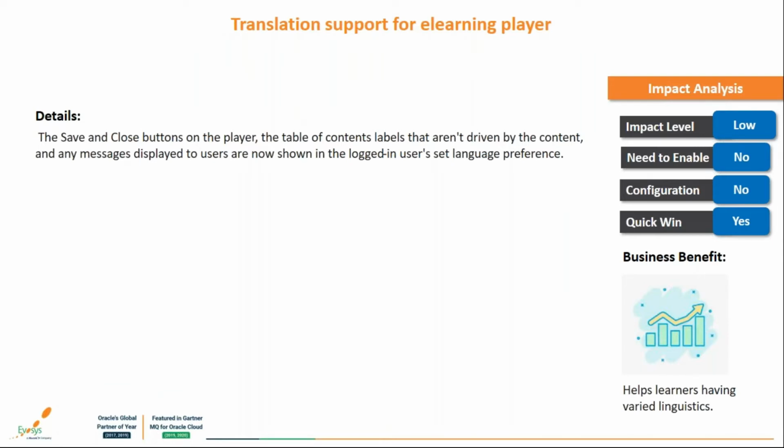Next on the table, we have the translation support for the e-learning player. Now, this feature, ladies and gentlemen, enables organizations to be cross-lingual in an effort to make workflows more synergized. All the information which is not driven by the content is now available in the user's set language of preference. Coming to the analysis, this is again a low impact feature because it tends to serve niche users. There are no steps which need to be enabled for this feature to be in play. Also, there are no configurations to be made. And at last, this feature even qualifies as a quick win.